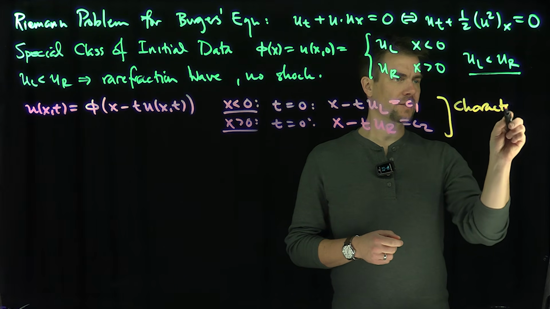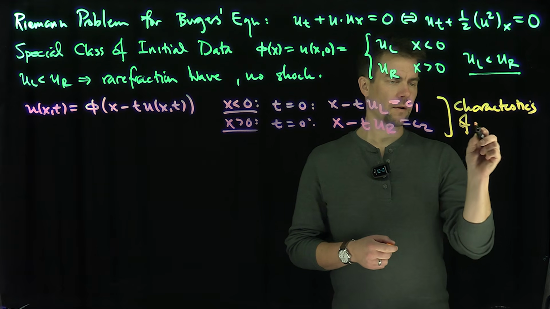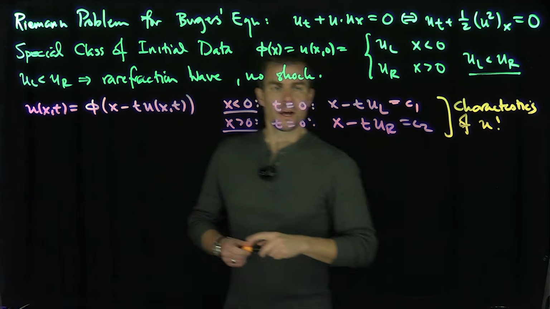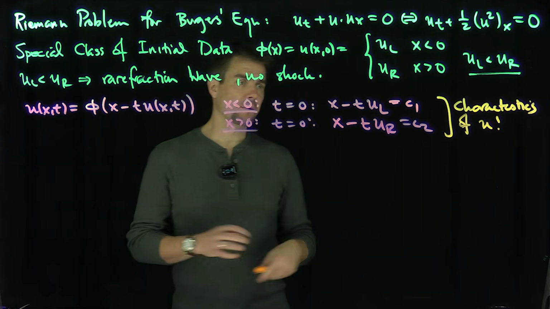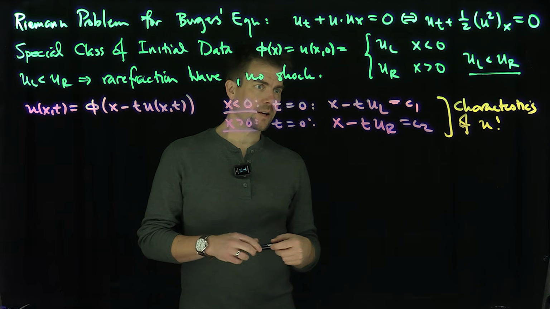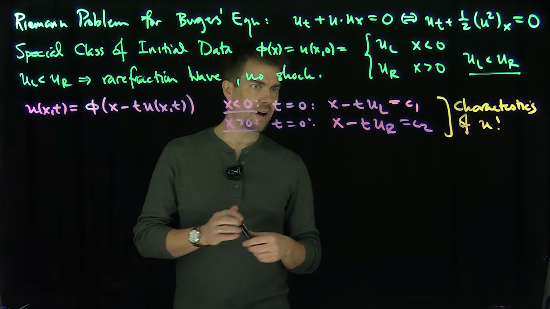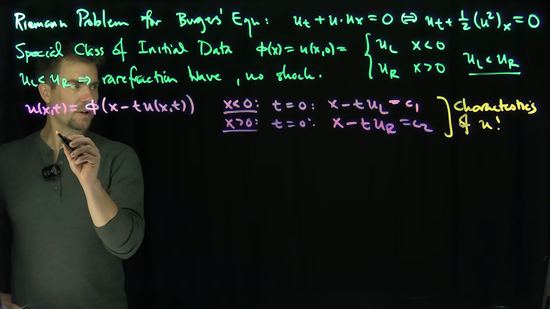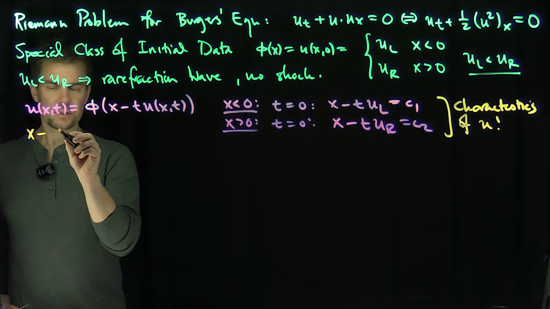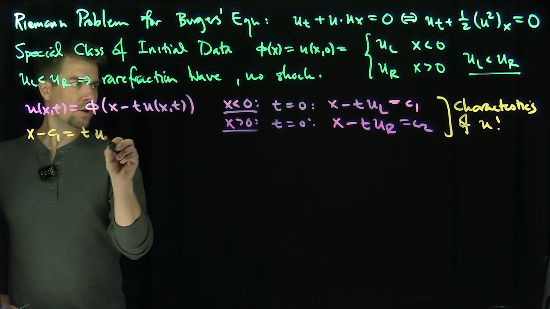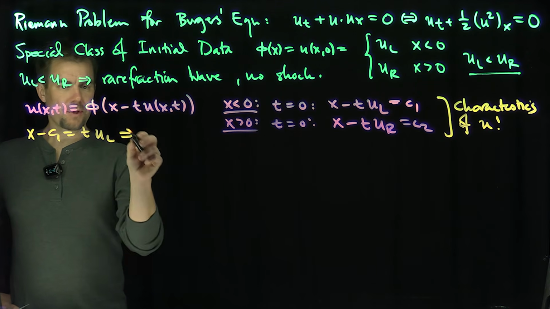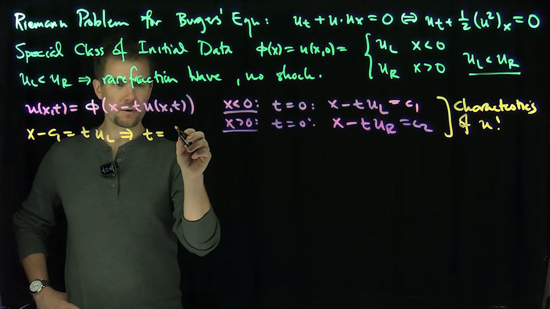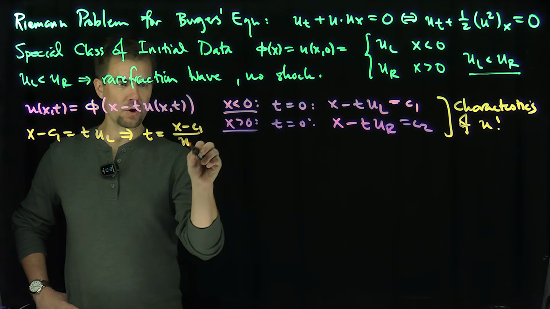And we want to make sure those characteristic curves don't cross over here. Well, of course, what's the slope of these things? The slope, t as a function of x. This first equation tells you that you can have x minus c1 is equal to t u_l, which is the same thing as t is equal to x minus c1 over u_l.